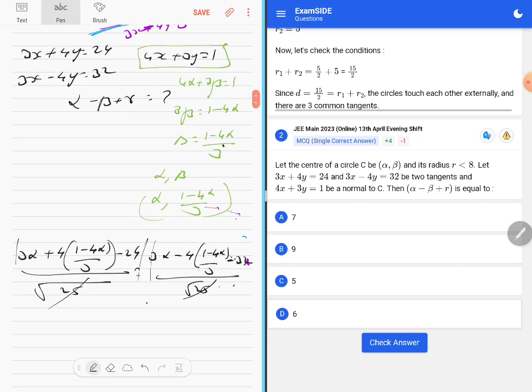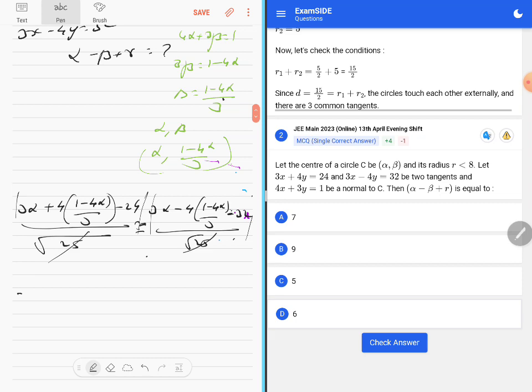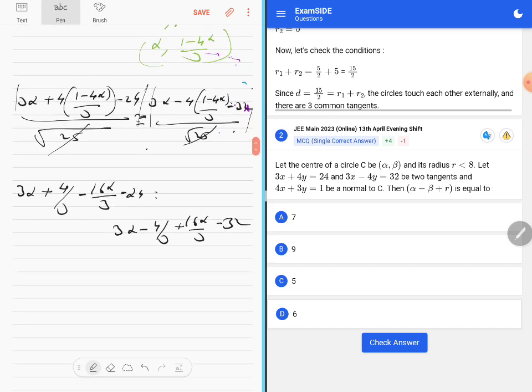The magnitude of this should be equal to the magnitude of this because both of them have the same radius. So it's 3 alpha plus 4 by 3 minus 16 alpha by 3 minus 24 is equal to 3 alpha minus 4 by 3 plus 16 alpha by 3 minus 32. Bringing the alpha to one side, 3 alpha and 3 alpha directly get cancelled. This when brought to that side, 32 alpha by 3. The numbers: 4 by 3 and 4 by 3 will become 8 by 3. You have a minus 24 plus 32 remaining.